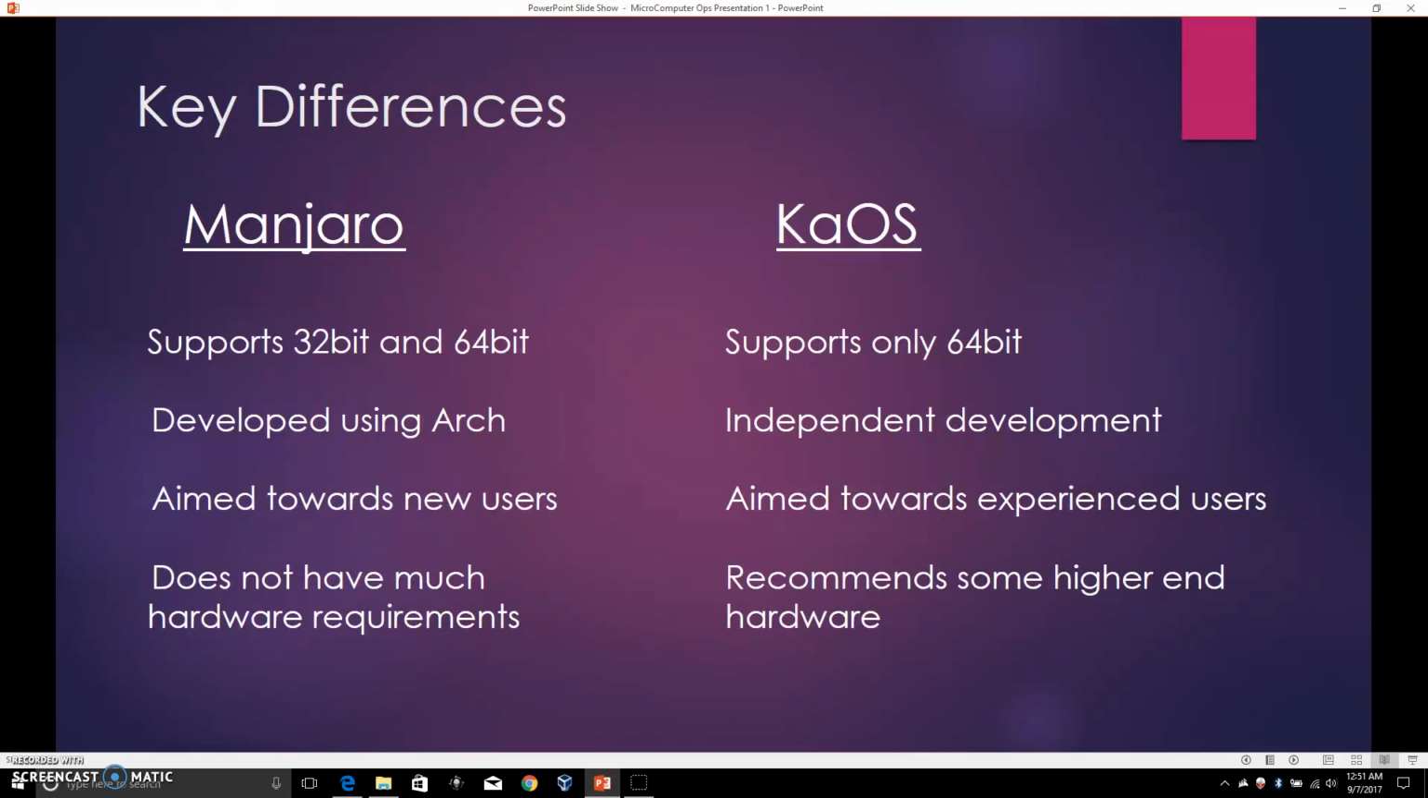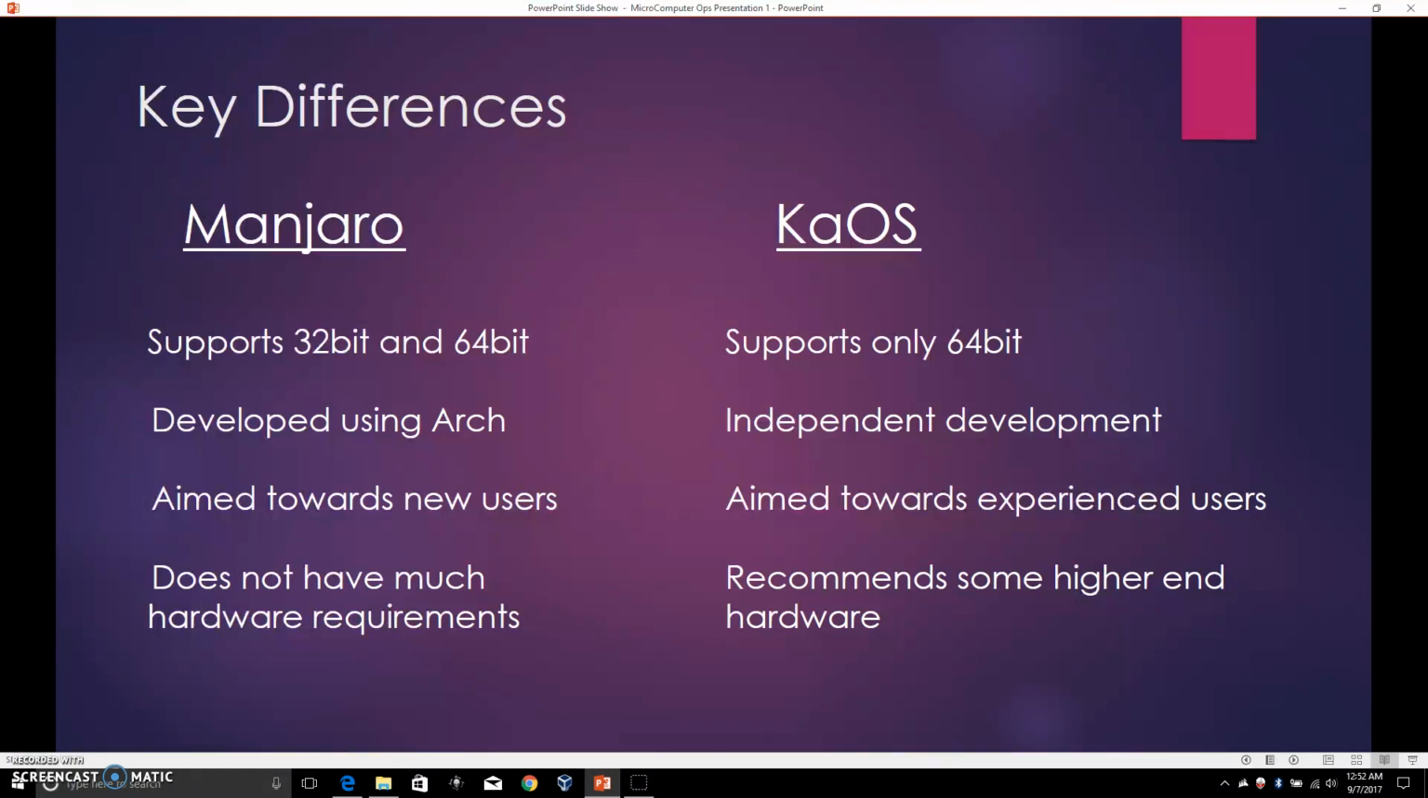Some key differences between the two. Manjaro supports both 32-bit and 64-bit computer architectures, whereas Chaos only supports 64-bit. This shouldn't be an issue for most users since 64-bit has been standard since 2006, but some 32-bit systems are in use. Manjaro was developed using Arch, whereas Chaos is its own independent development.